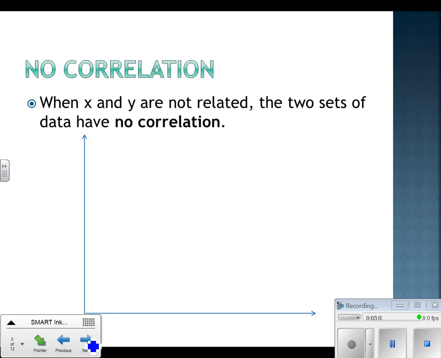No correlation is when the x and the y have nothing to do with each other. There's no relation at all. So if you graph the points, you wouldn't see a trend. You wouldn't see points going upward. You wouldn't see points going downward. They would just be all over the place. That would be no correlation or no trend.